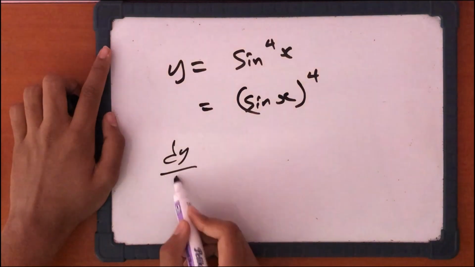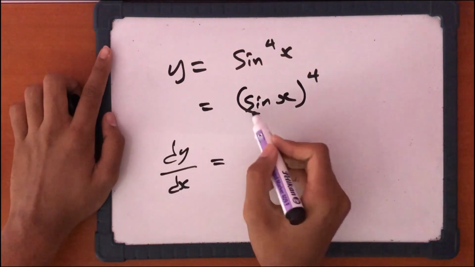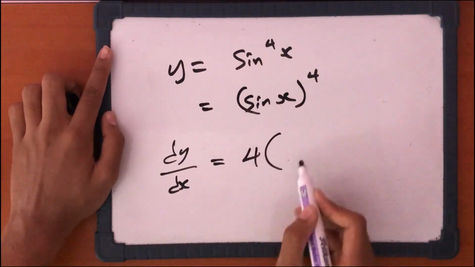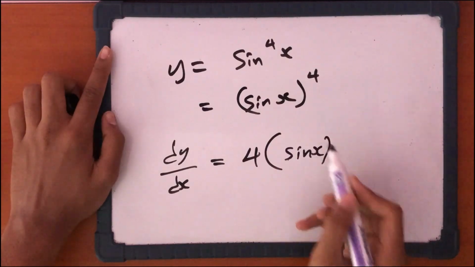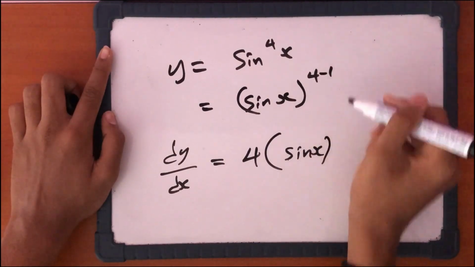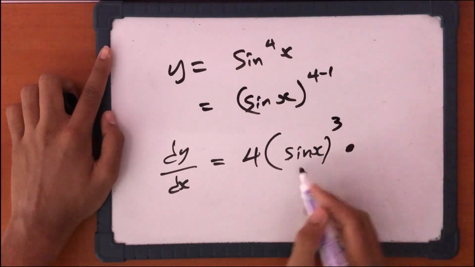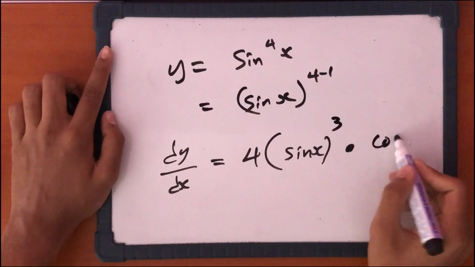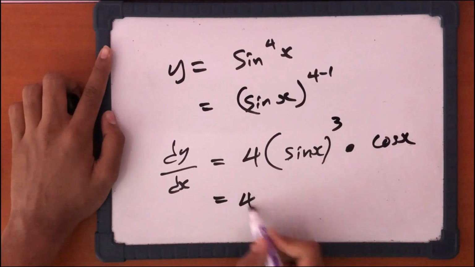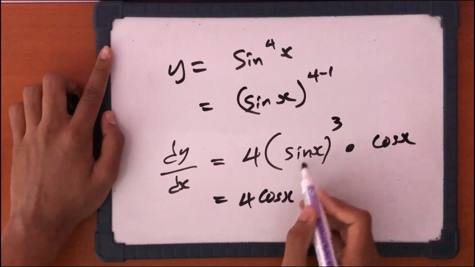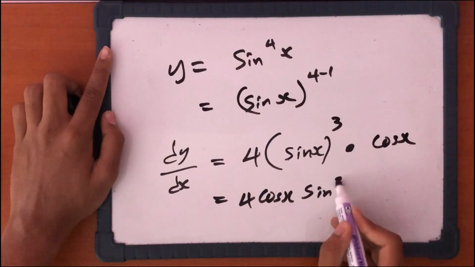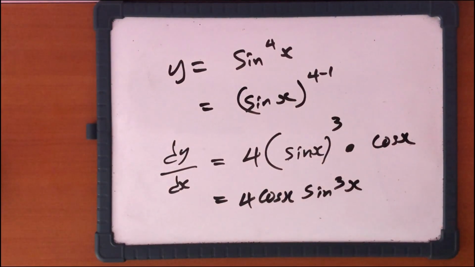So dy/dx is keeping the inside function the same, 4 sine of x, remove one power, 4 minus 1, so 3, and then times the derivative of the inside function, cosine x. So we get 4 cosine x sine cubed of x. And there you go, that's the derivative. By chain rule, you differentiate the outside first, keeping the inside the same, then you differentiate the inside and multiply.